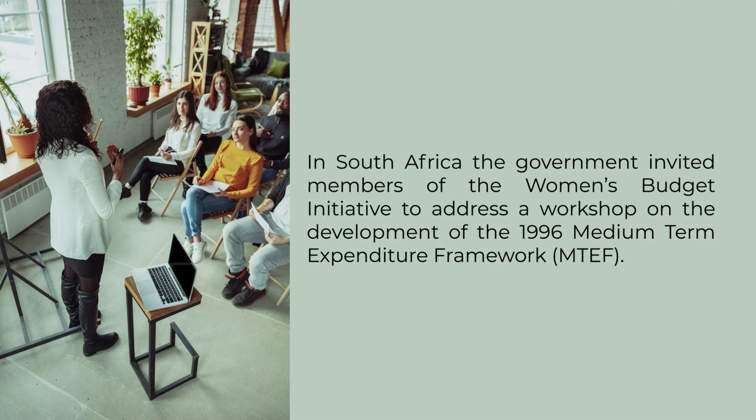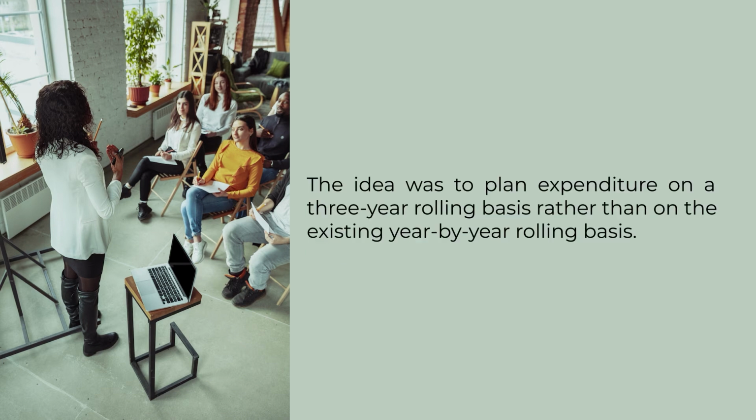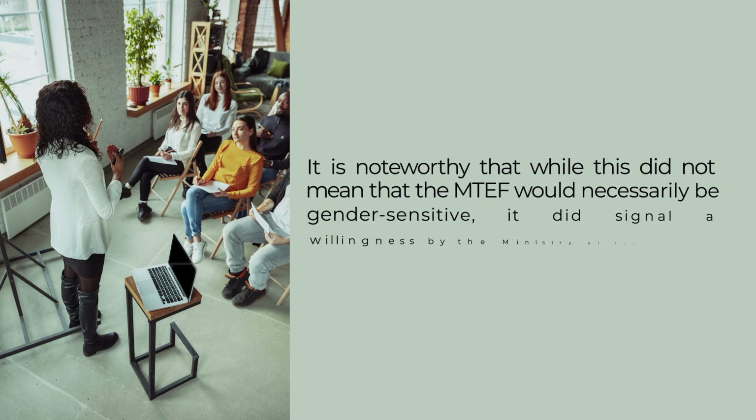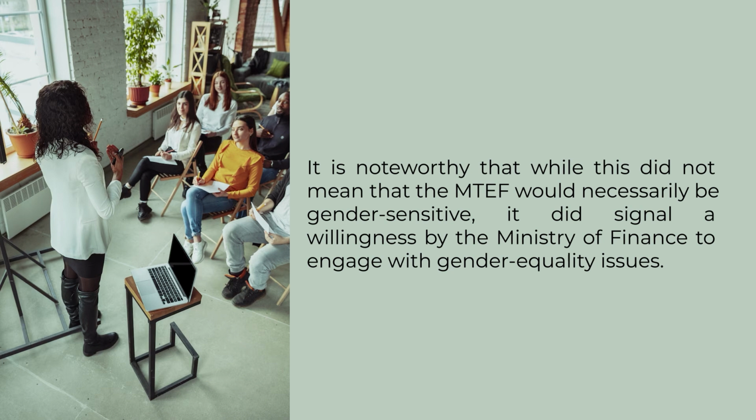In South Africa, the government invited members of the Women's Budget Initiative to address the workshop on the development of the 1996 medium-term expenditure framework. The idea was to plan expenditure on a 3-year rolling basis rather than the existing year-by-year basis. It is noteworthy that while this did not mean that the medium-term expenditure framework would necessarily be gender sensitive, it did signal a willingness by the Ministry of Finance to engage with gender equity issues.